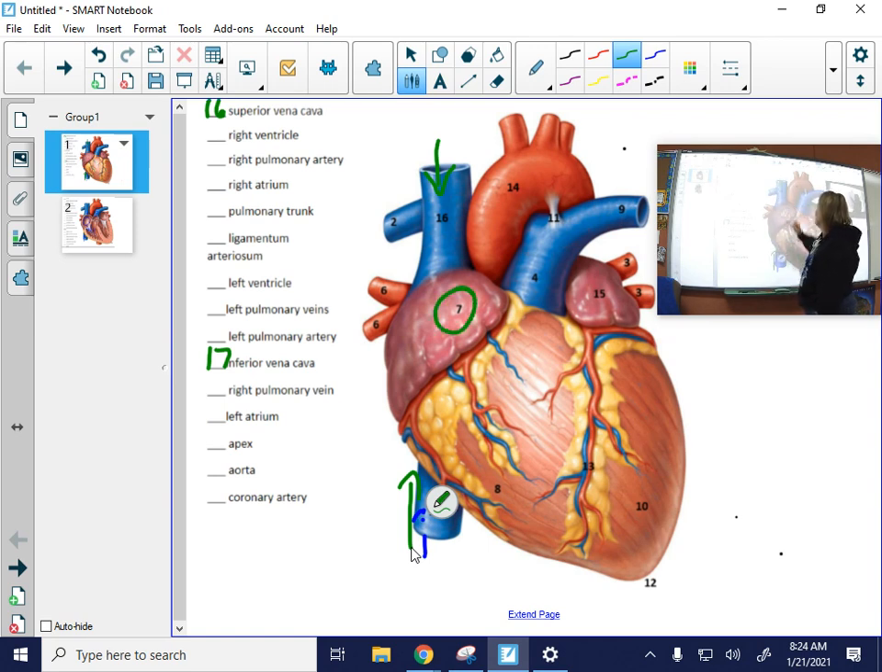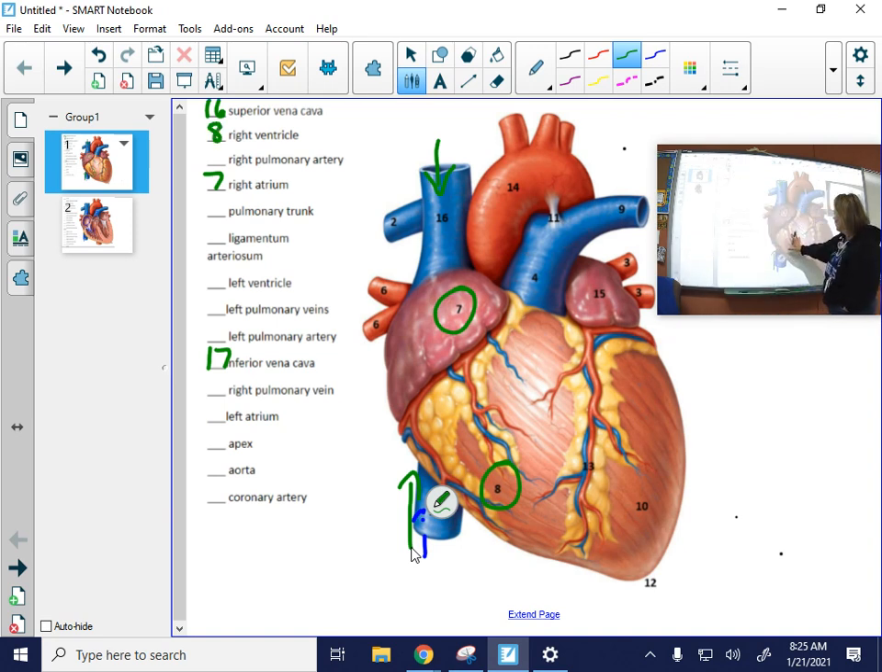They are going to go into this holding chamber. Remember, atria means entryway, and it's a gathering area. So this is the right atrium, number 7. And from the right atrium, we're going to have the tricuspid valve open, which we'll show in the next visual, and we're going to go into the right ventricle. So the right ventricle is number 8.